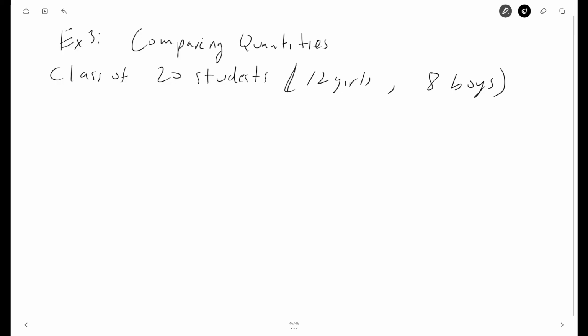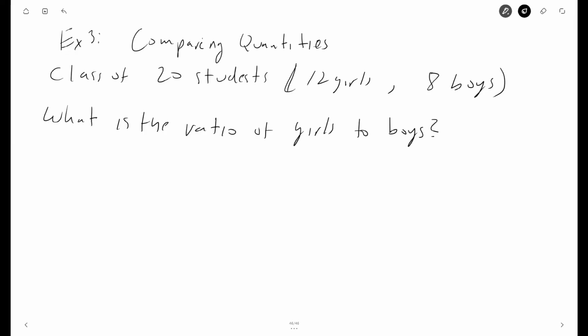What is the ratio of girls to boys? That's the first question. And the second question is how can the ratio be simplified?